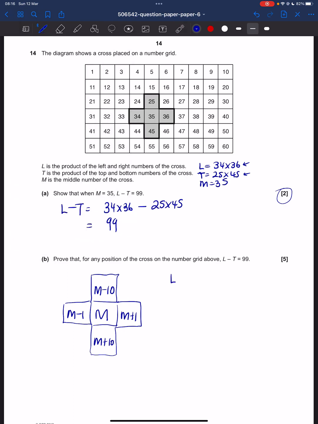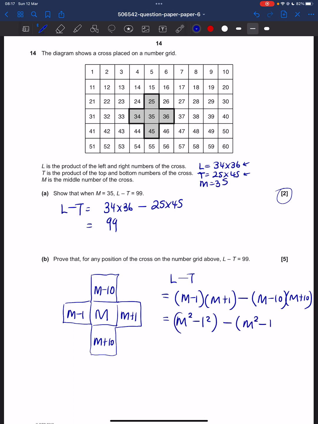Right, L minus T. L is left times right. So it's M minus 1 times M plus 1, and then minus T, which is M minus 10 times M plus 10. Right, so I know this is the difference of 2 squares because it's the same letter there and there and the same number there and there, but with a change of sign. And I know this actually comes out as M squared minus 1 squared minus M squared minus 10 squared.